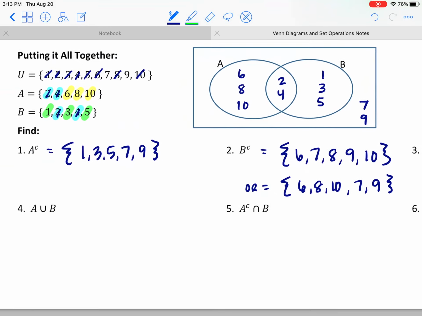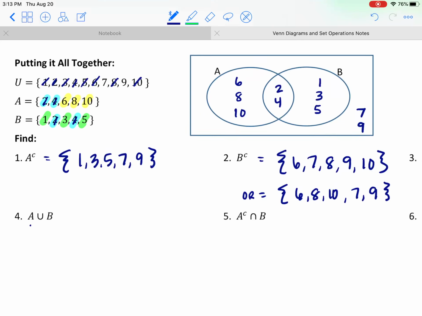Okay? How about A united with B? So A united with B means we're going to combine everything from A or B. So everything from A or B, it means everything in those circles is going to be included. The only thing we don't count would be the 7 and the 9 because they're not in A or in B. So everything but 7 and 9. So here we're going to have 1, 2, 3, 4, 5, 6, not 7, but we can put 8 there, not 9, but we can put 10 there. Everything but 7 and 9.